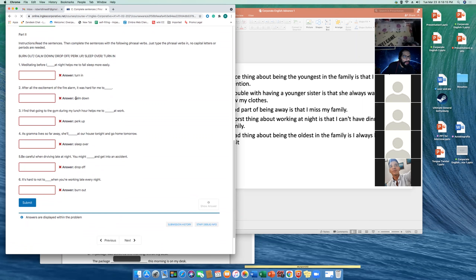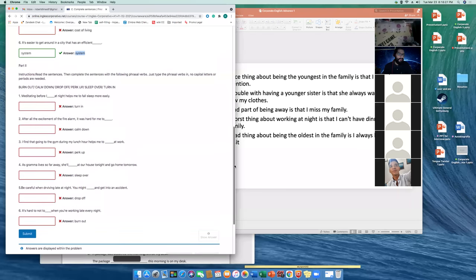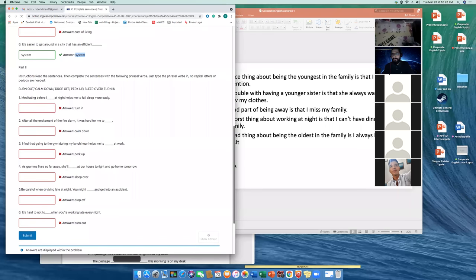Turn in, calm down, perk up, sleep over, drop off, and burn out. Yeah, so this one is all complete. The only problem is on the first section with transportation system.